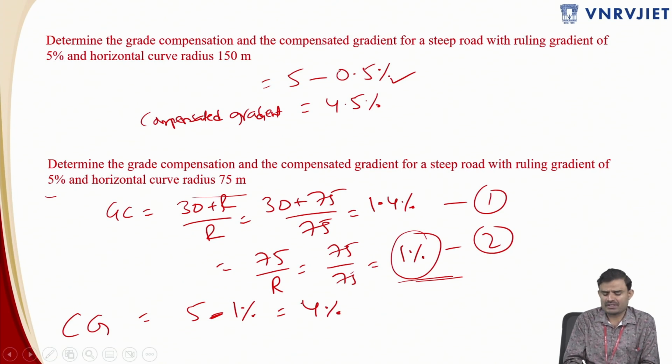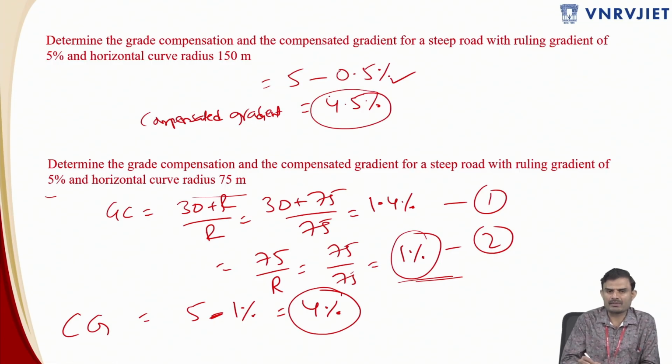But we have to remember the check: at any cost, the compensated gradient shouldn't be less than 4%. In the first case, the compensated gradient is 4.5%, which is greater than 4, so it is not less than 4. And here it is exactly 4. So you have to keep it as it is.